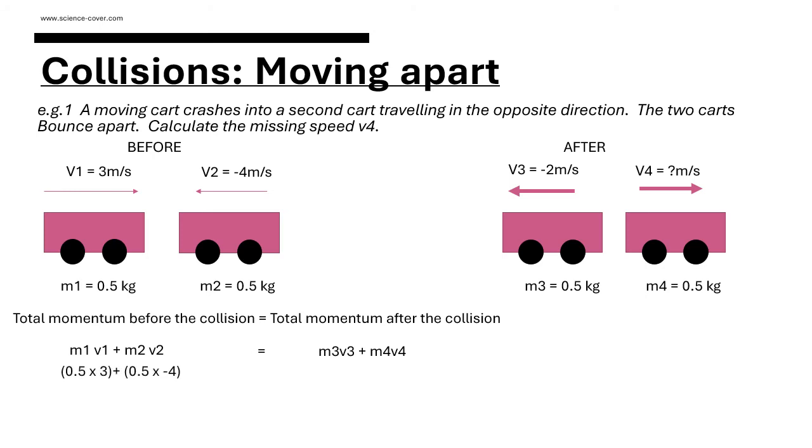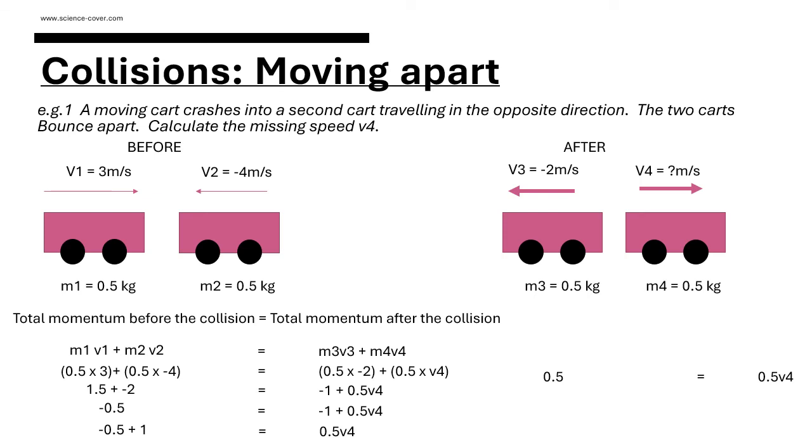If we substitute in the values, we've got 0.5 times 3 plus 0.5 times minus 4. And in the after case, we've got 0.5 times minus 2 plus 0.5 times V4. So this is 1.5 plus minus 2, and it must be equal to minus 1 plus 0.5 V4. So this means that minus 0.5 is equal to minus 1 plus 0.5 V4. If we add 1, then we have 0.5, and this is going to be equal to 0.5 V4. So if we now divide by 0.5, then we get V4. And so V4 must be equal to 1 meter per second.